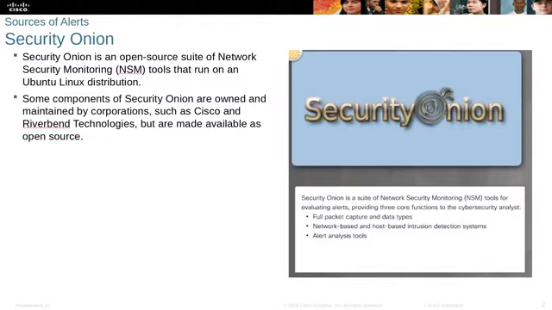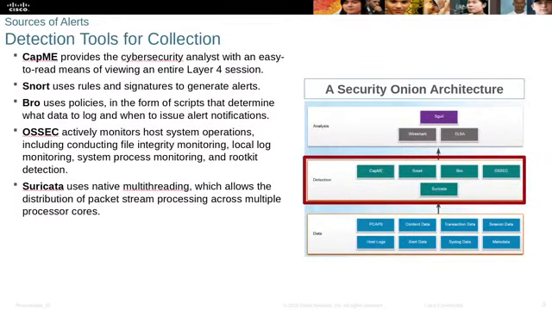The Security Onion is a suite of network monitoring tools for evaluating alerts, and it provides three core functions to the cybersecurity analyst. These are full packet capture and data types, network-based and host-based intrusion detection systems, and alert analysis tools. The Security Onion contains many components, and it's an integrated environment which is designed to simplify the deployment of a comprehensive network security monitoring solution. The figure on this slide illustrates a simple view of the way in which some of the components of the Security Onion work together.